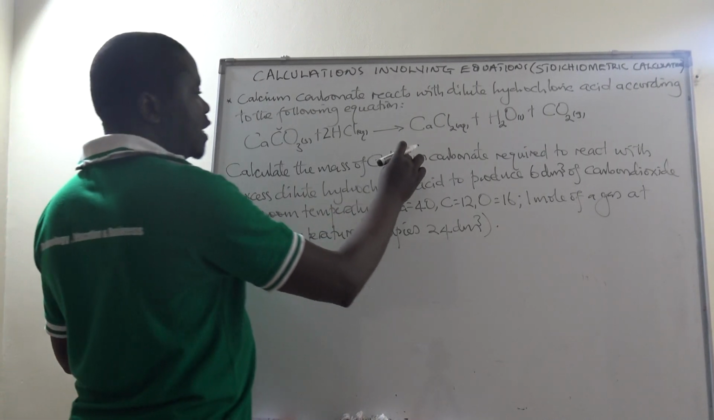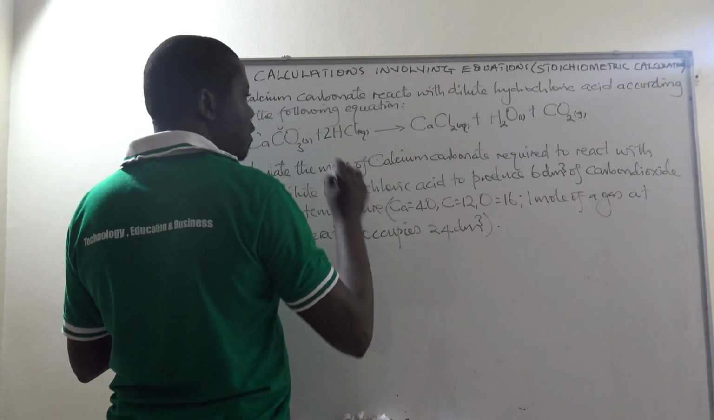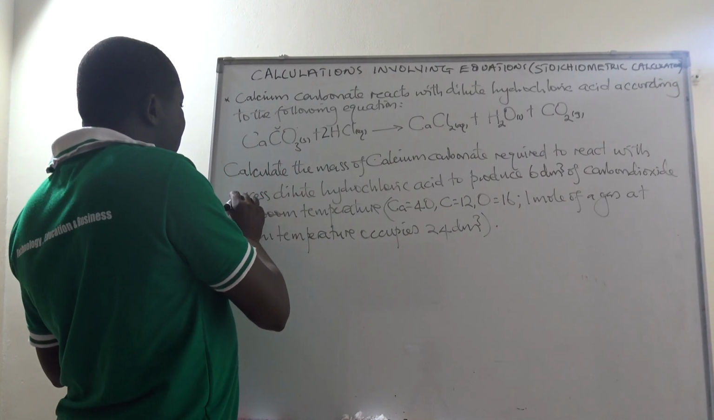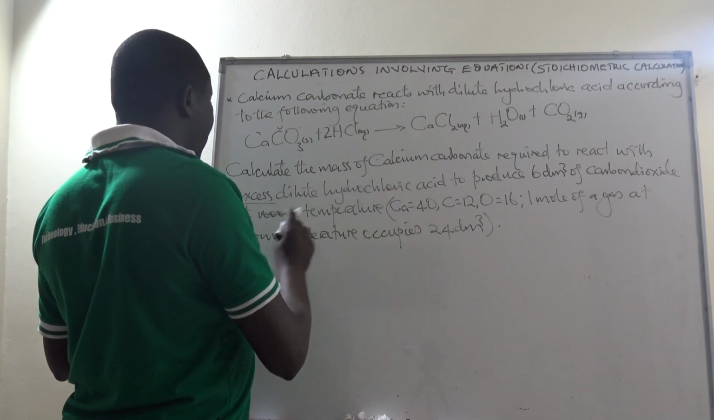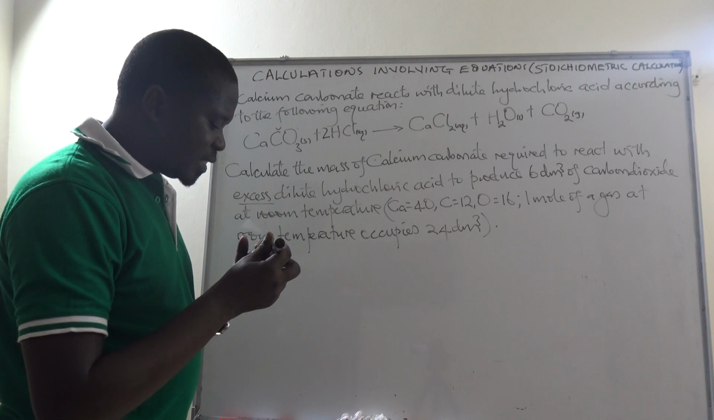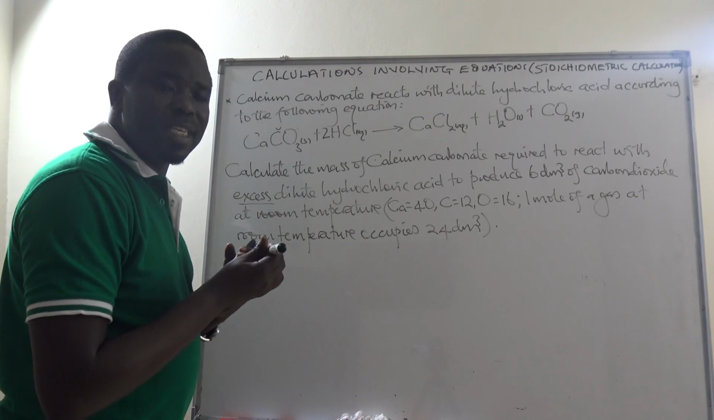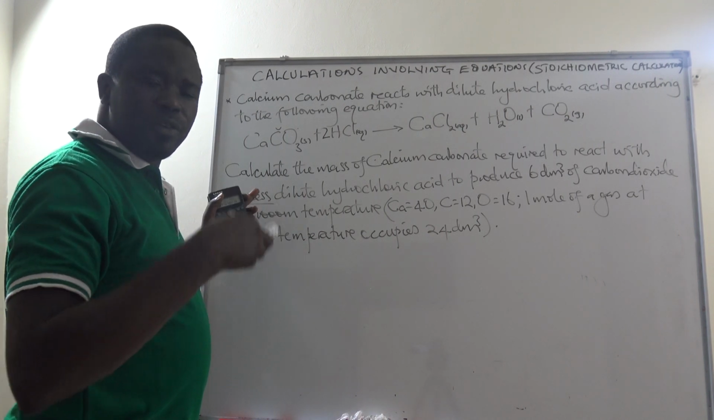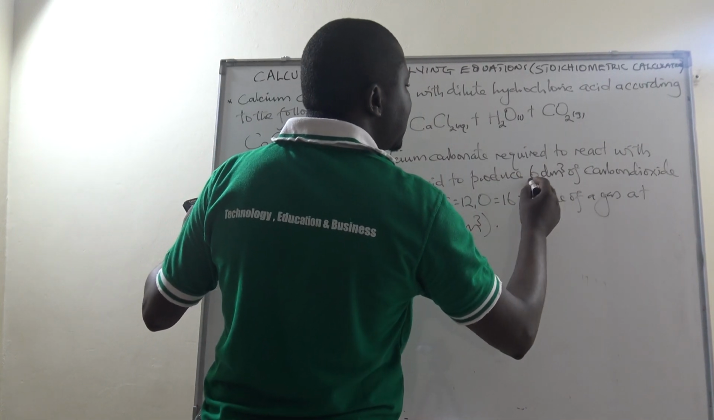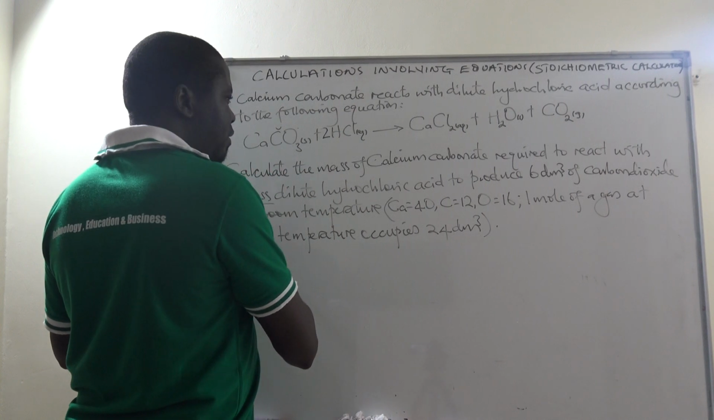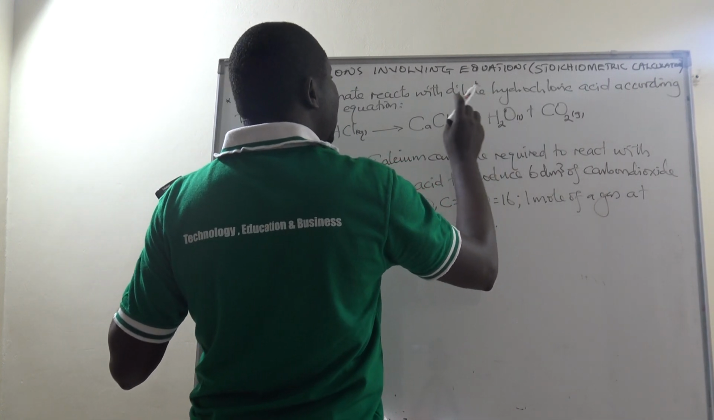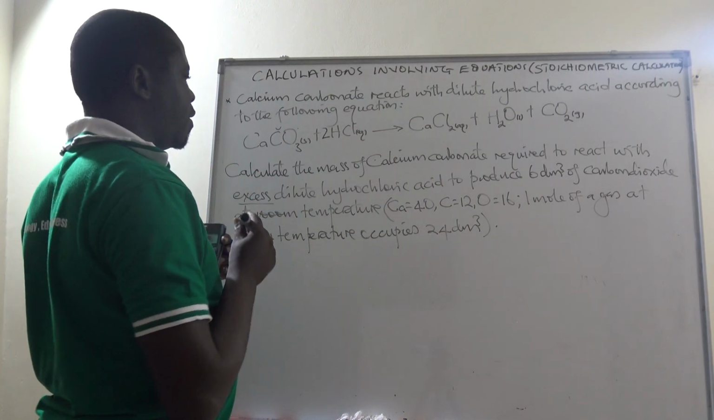We are dealing with calcium carbonate, required to react with excess dilute hydrochloric acid. It is in excess, no specific quantity. So anything which is in excess is not having its specific quantity given, so we ignore it, we don't use it in our calculation. To produce a definite quantity of carbon dioxide, 6 cubic decimeters of carbon dioxide at room temperature. So we are also going to use carbon dioxide. We are not going to use hydrochloric acid.